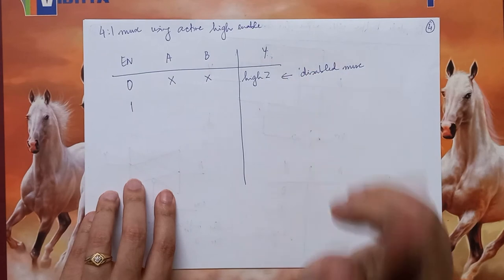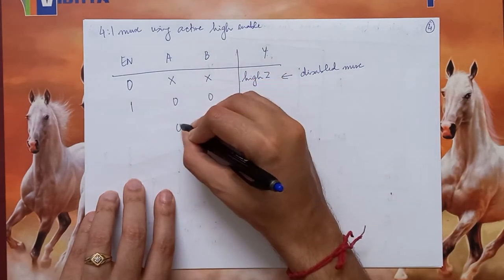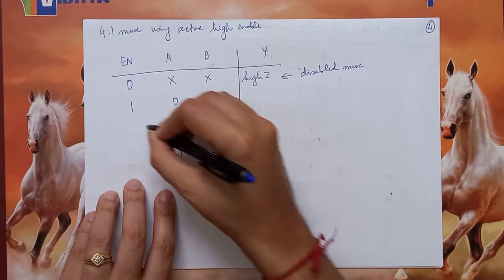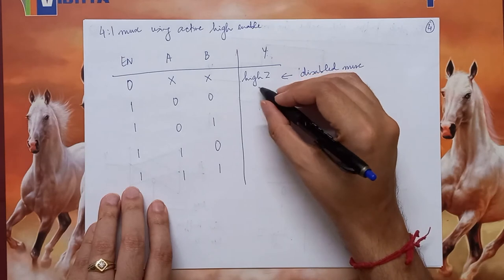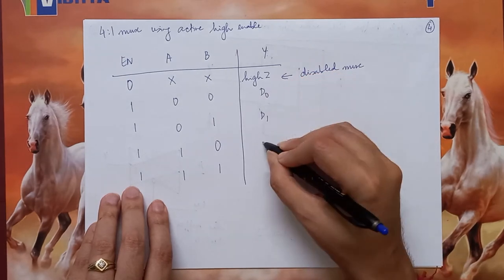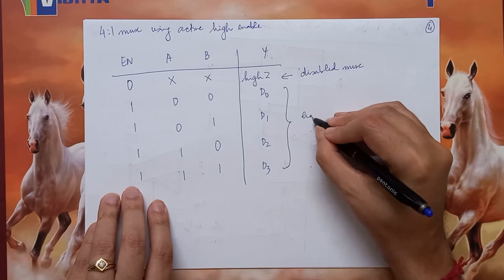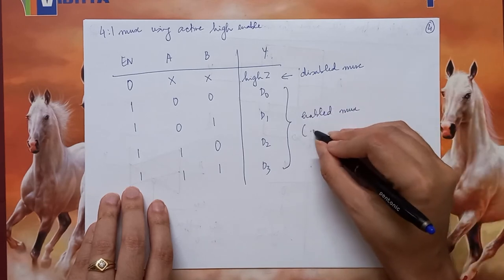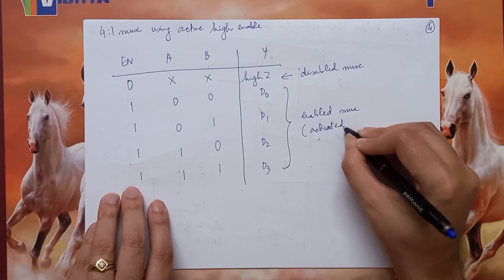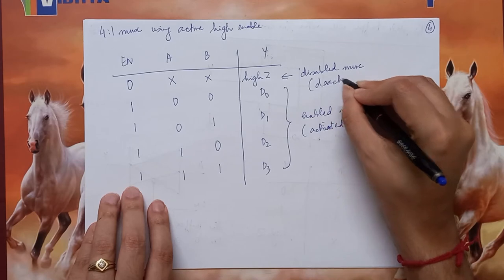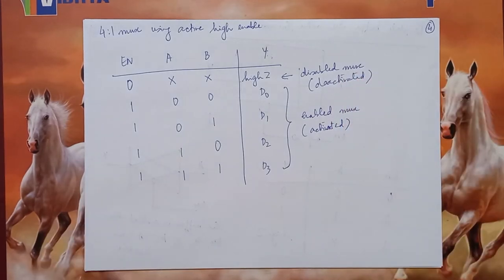Now if enable becomes 1, the mux is activated. So 0, 0, 0, 1, 1, 0 and 1, 1. So here this will be D0, D1, D2 and D3. So we have one disabled state and these are all enabled mux, or what is called as activated. Is this fine? So now the question is, what changes in the circuit of the mux do we expect? There is not much change.